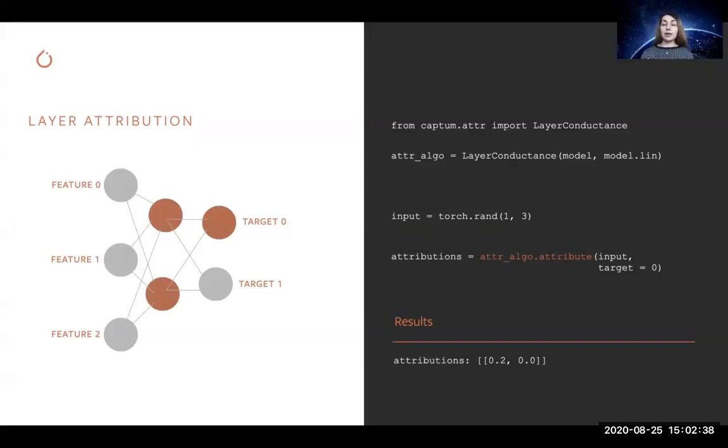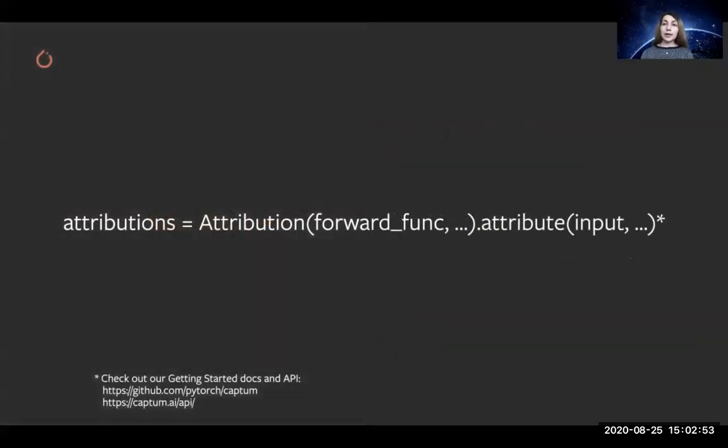In this case, we also call attribute by passing the inputs and the target index. The returned attribution has the same shape as the output of the hidden linear layer. So in the general case, we can use all attribution algorithms from the Captum package with the same signature: creating an instance of an attribution algorithm, passing the forward function, and calling attribute by passing inputs and any other necessary arguments for that algorithm. This allows us to compare attribution algorithms with each other and also switch from one approach to another.